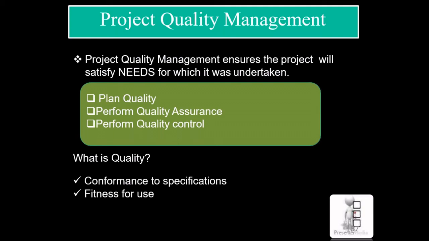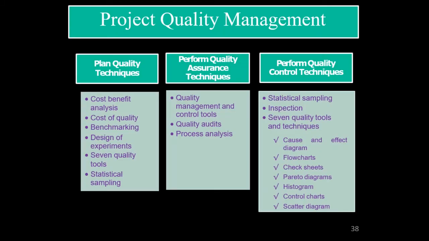Project quality management is the next thing, which ensures the project will satisfy the needs for which it was undertaken, in which we have to plan the quality, perform quality assurance, perform quality control, like ISO standards. ISO 2000 is there for kitchens, ISO 9000 is there for buildings. So quality assurance teams are there to ensure that quality is maintained. That's just like NBA is there for the quality of a college. What is quality? Conformance to specification, fitness for use.